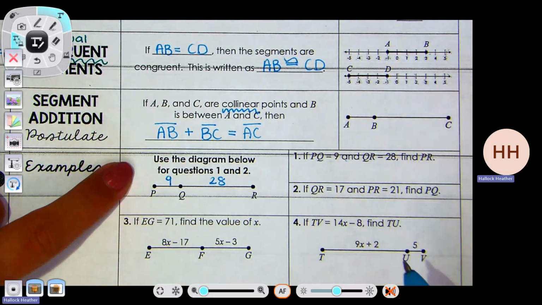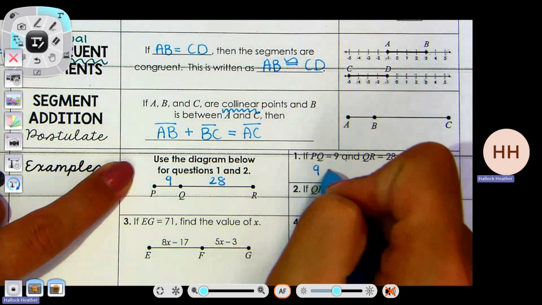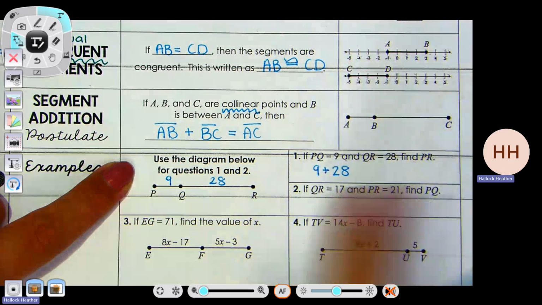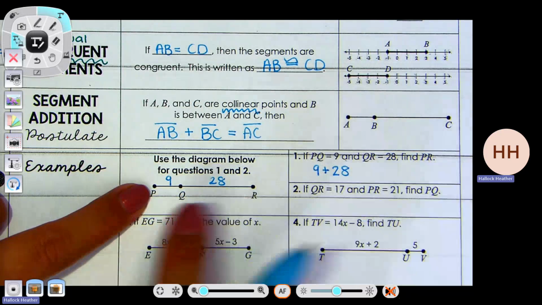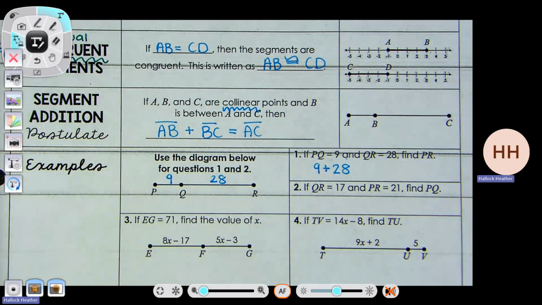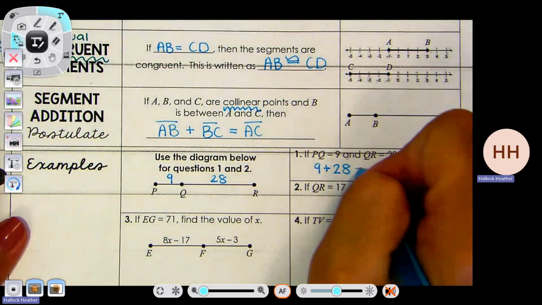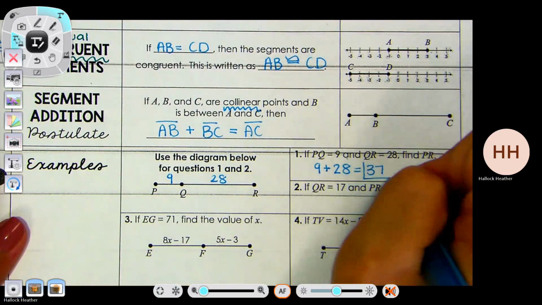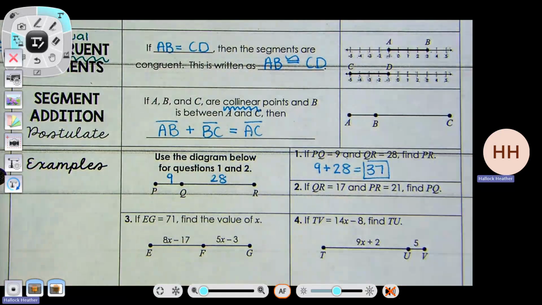So what do I do? You beautiful. You guys are geniuses. We're catching on to this. So all you have to do is add them together because of segment addition postulate. You're taking a piece, you're adding it to another piece, and it's equal to the whole thing. So if you add those together, it equals 37.